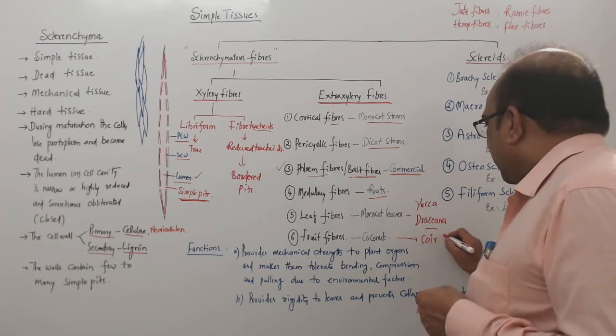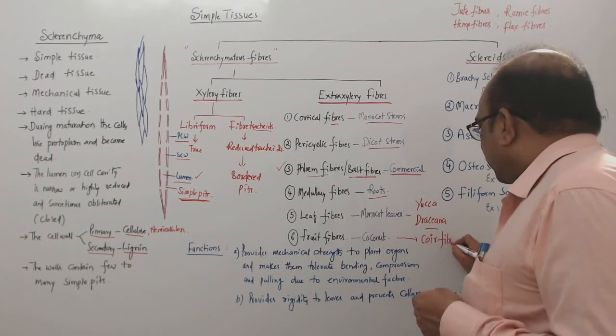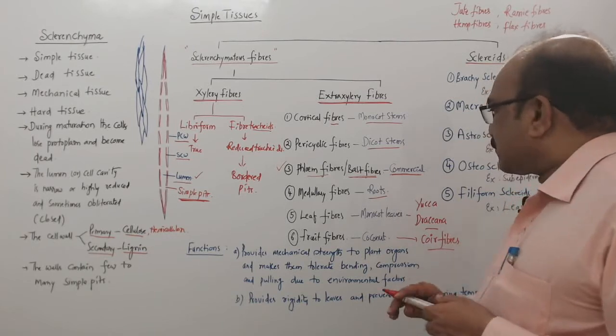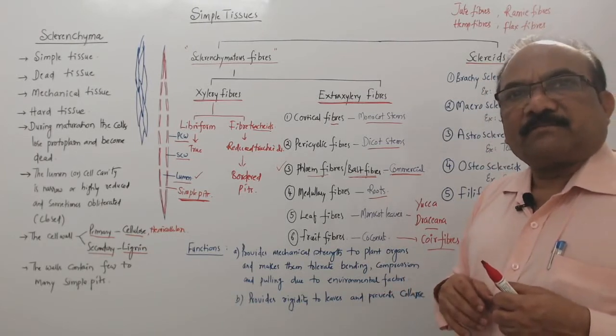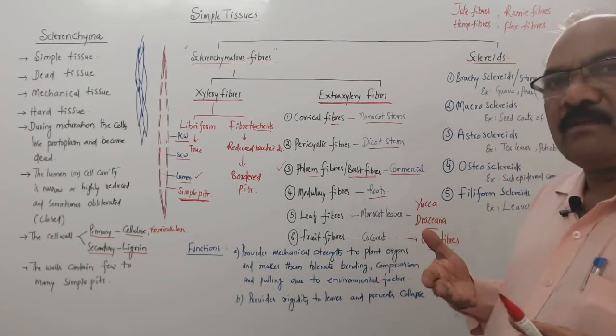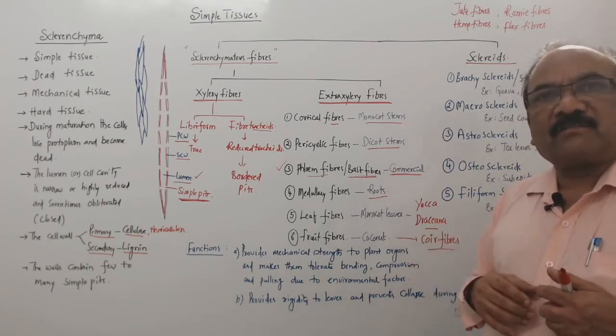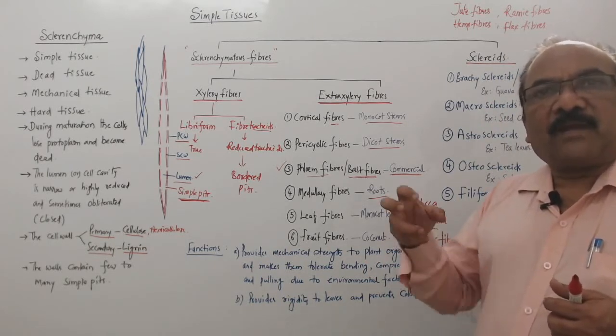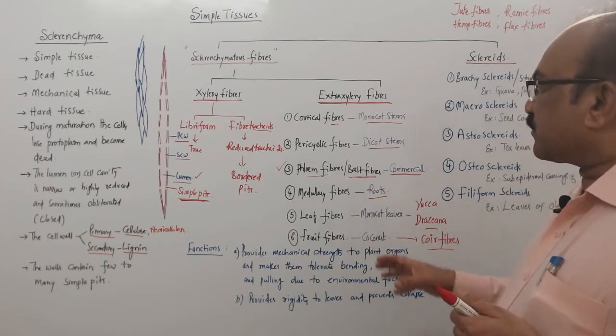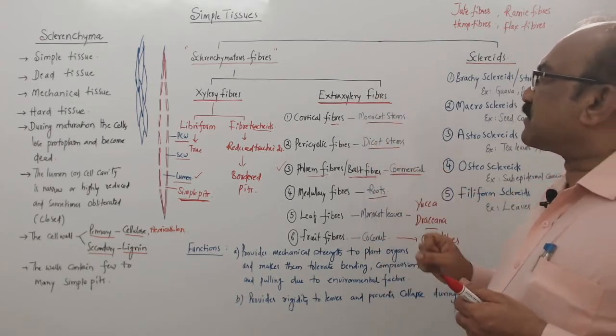So coir fibers, and this coir is also commercially useful. So it is mainly used for making mattresses. Okay, coir mattresses. So that is what the fruit fibers. These are the extraxylary fibers.